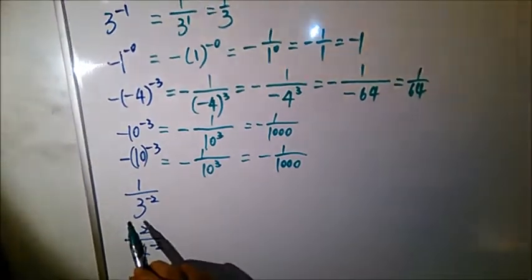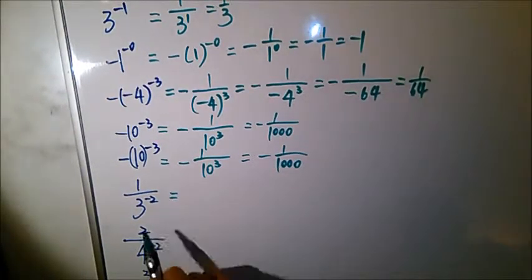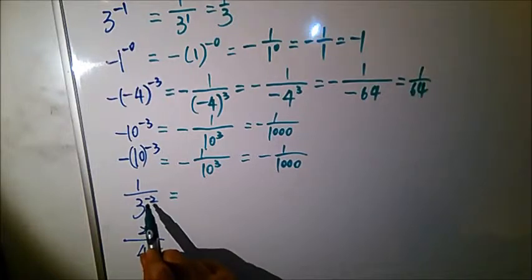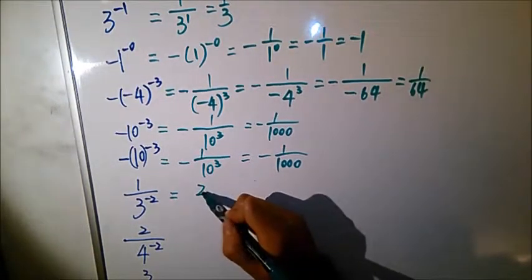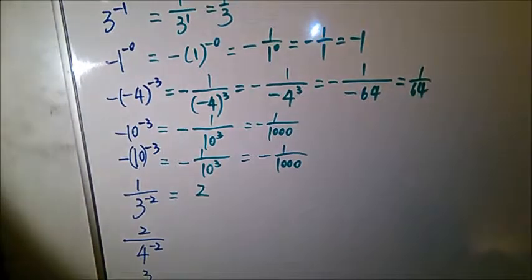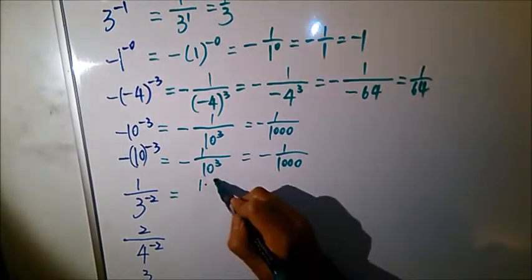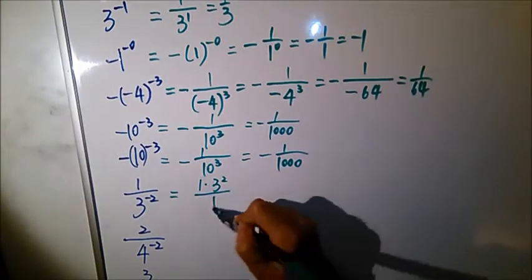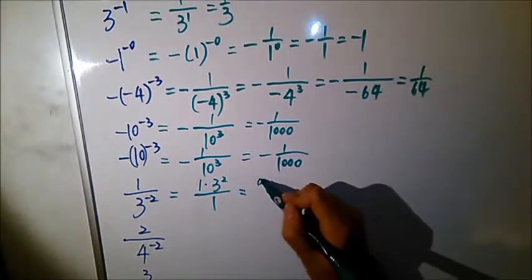Okay, this one. This time, negative 3 to the negative second power, it's downstairs and it has a negative power. We're going to put the whole thing upstairs. So we have 1 times 3 squared. It's going to be equal to 9 times 1. 9 times 1 is 9.